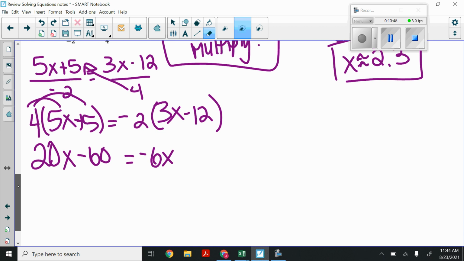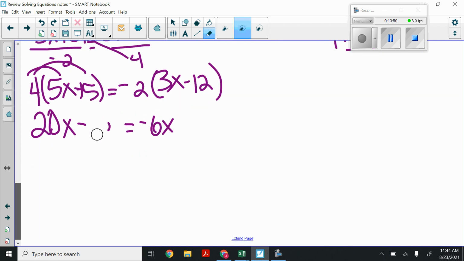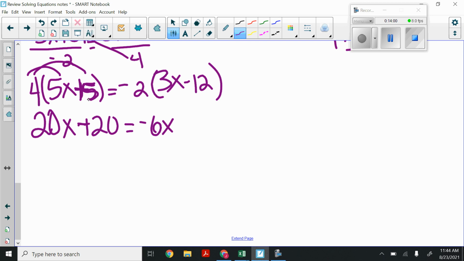That's 5x plus 5, so 4 times 5x becomes 20x, and 4 times 5 becomes plus 20. Sorry about that. This is a plus 5. So 4 times 5 gives me 20. Negative 2 times 3x gets me the negative 6x. Negative 2 times negative 12 gets me plus 24.